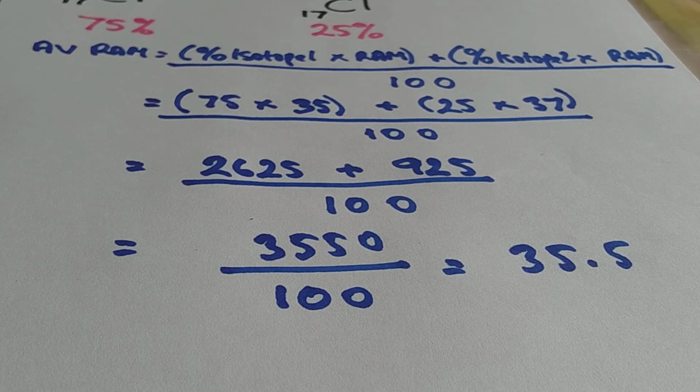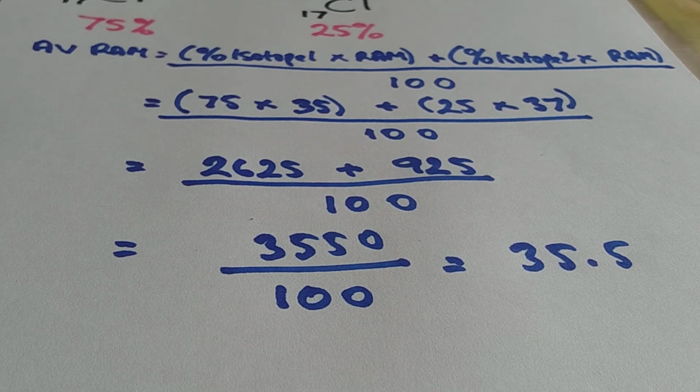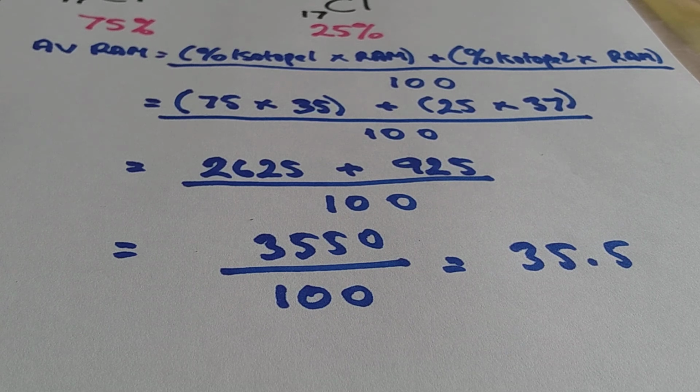Now, this technique you can use for any element, no matter how many isotopes it has. If it has 1, 2, 3 or more. If it has 3 isotopes, it's percentage isotope 1 times its relative atomic mass plus percentage isotope 2 times its relative atomic mass plus percentage isotope 3 times its relative atomic mass, and divide by 100. Now, if you use a straightforward formula, it works out every time.